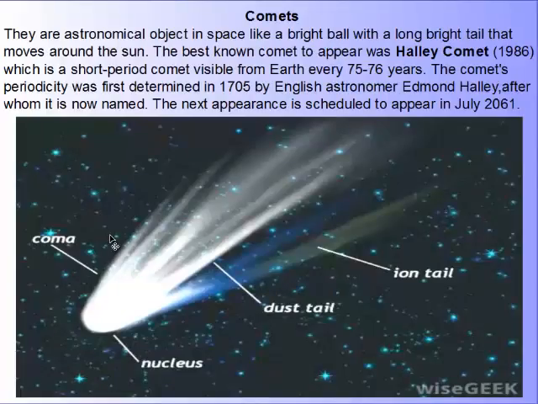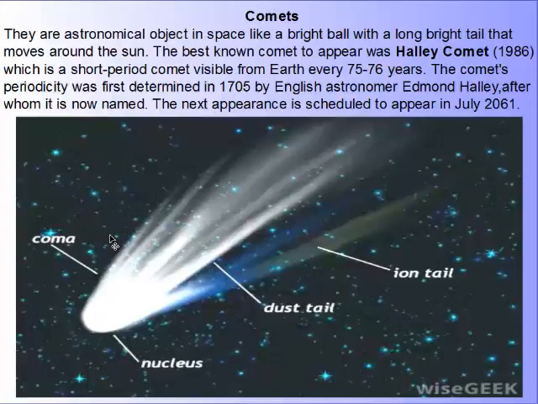From meteorites, we look at comets. Comets are also astronomical objects in space, like a bright ball with a long bright tail that moves around the sun. The best known comet to appear was the Halley Comet, which appeared in the year 1986. It is a short-period comet visible from Earth, and it is said that it appears every 75 to 76 years.